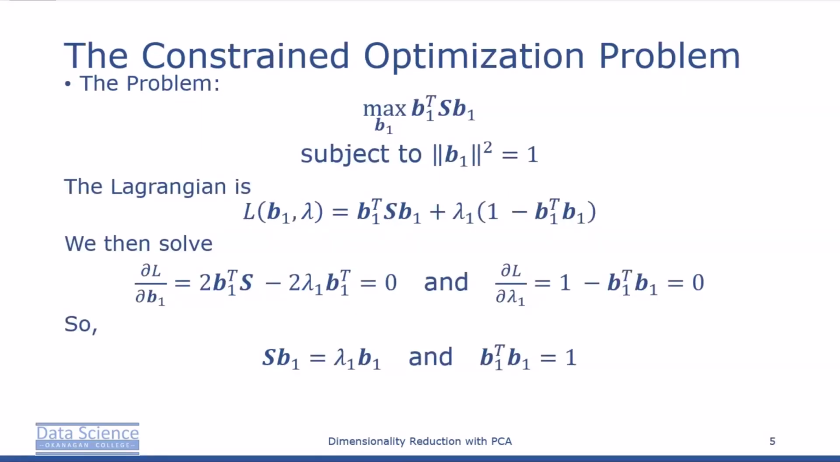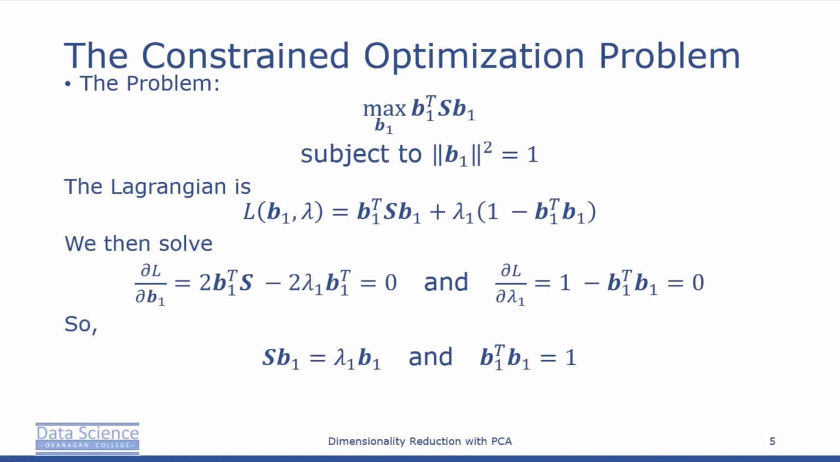With the restriction of the solution space to unit vectors, the vector b1 that points in the direction of maximum variance can be found by the constrained optimization problem to maximize over all b1s b1 transpose S b1 subject to the norm of b1 squared equals 1. From here, we look at the Lagrangian. L of b1 and lambda equals b1 transpose S b1 plus lambda 1 times 1 minus b1 transpose b1. We can use this to solve a constrained optimization problem.